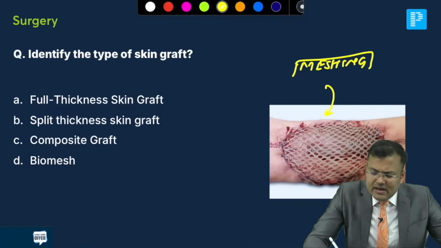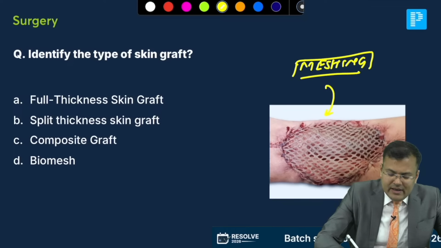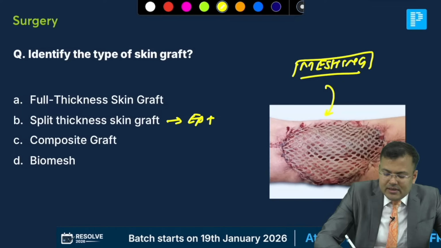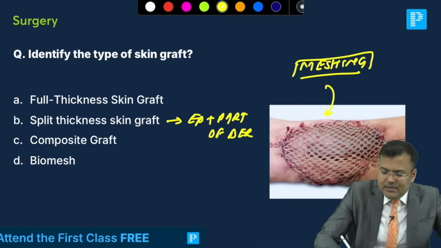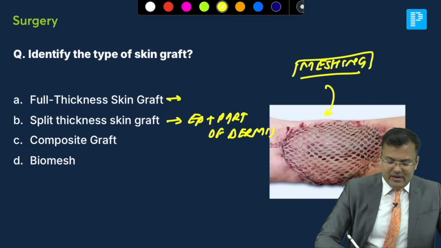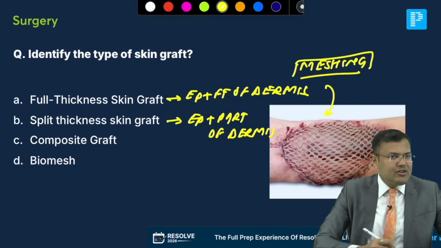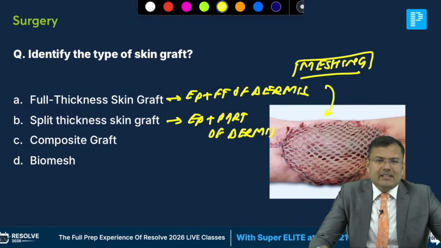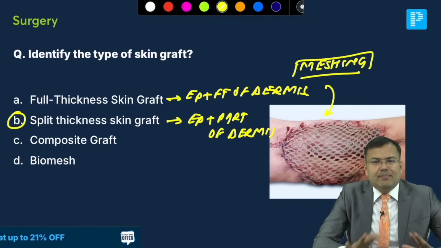Two types of skin graft, STSG split thickness, FTSG full thickness. In STSG we are taking epidermis plus part of dermis, and you know that in full thickness skin grafting we are taking what? Epidermis plus full thickness of dermis. Got it? Here you can see the meshing. This is split thickness skin grafting. So correct answer is option B. This is split thickness skin grafting.